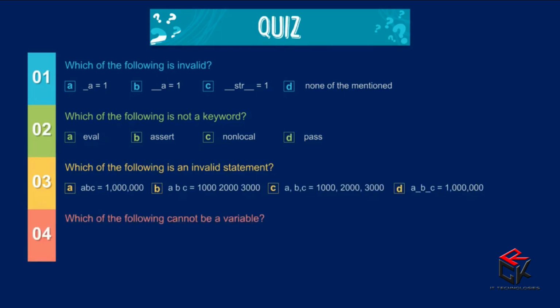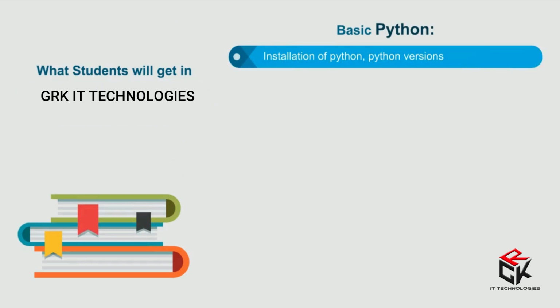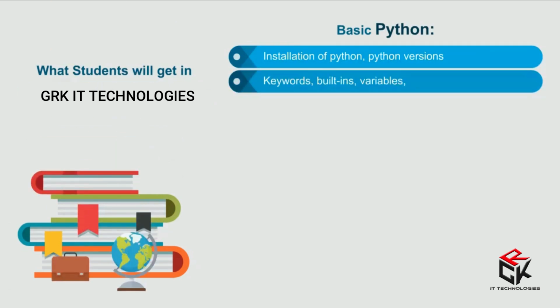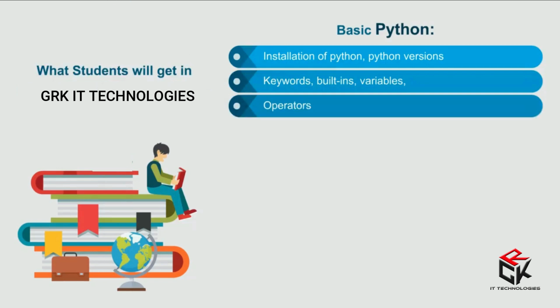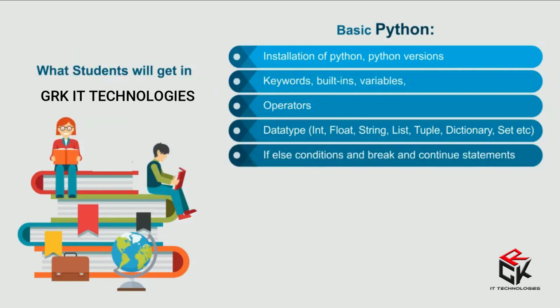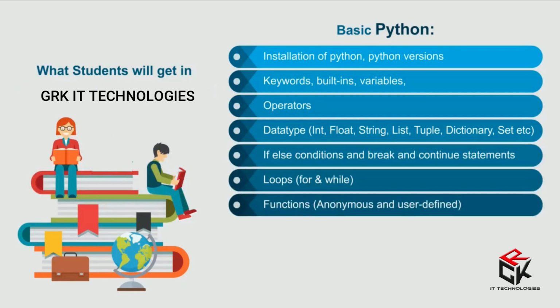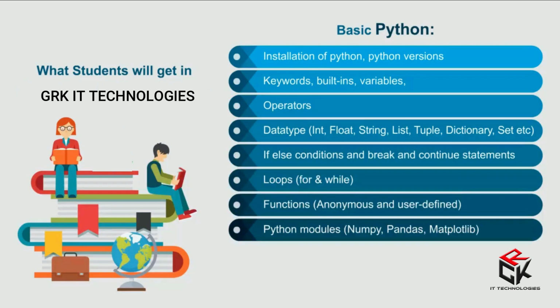Now, this is the syllabus for basic Python, which will be covered in 20 hours of duration depending on weekdays batch or weekend batch. This will include installation of Python, Python versions, keywords, built-ins, variables, operators, data types which include integer, float, string, list, tuple, dictionary, set, etc. If else conditions, break and continue statements, loops, functions, Python modules such as NumPy, Pandas and Matplotlib, file handling and regular expression.